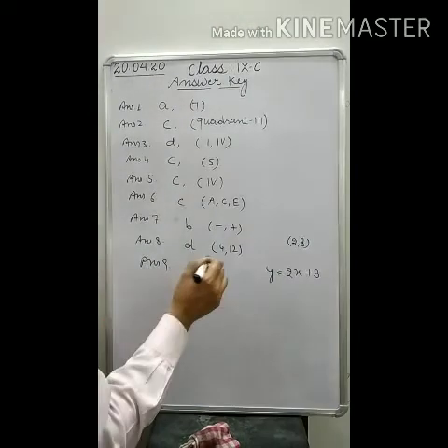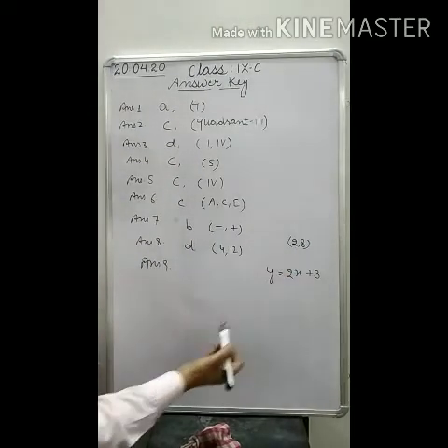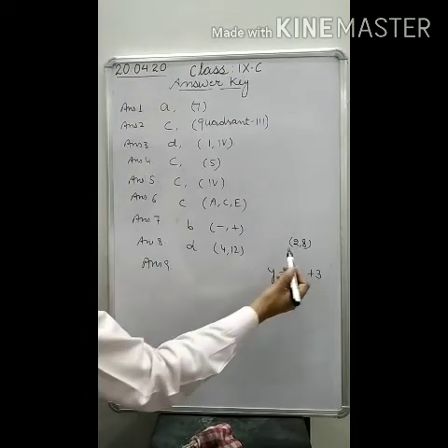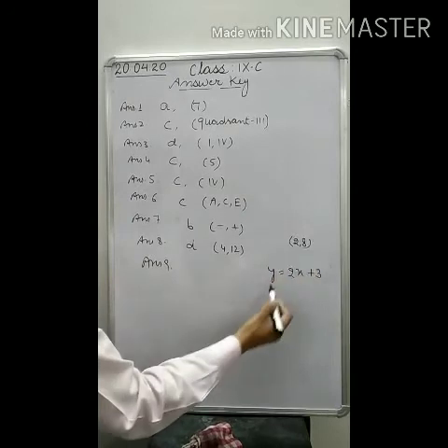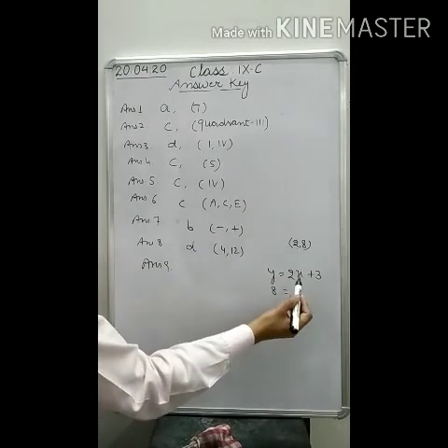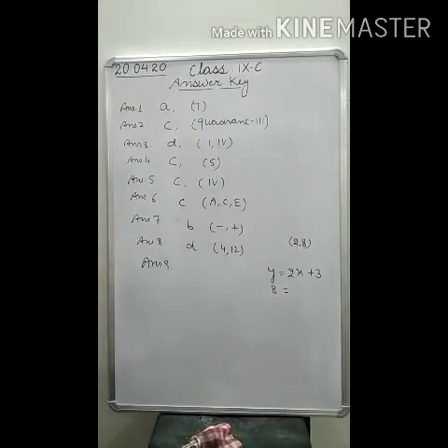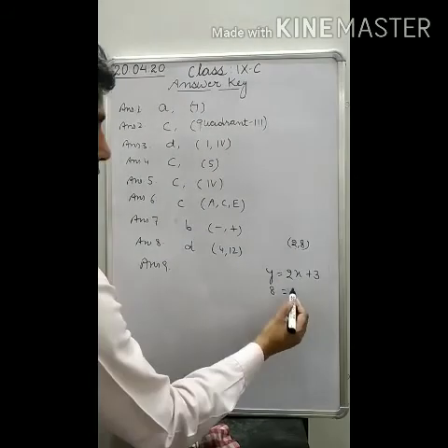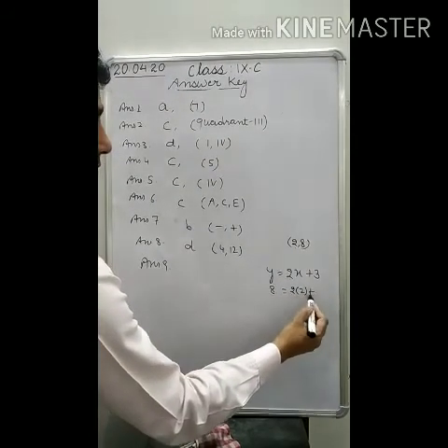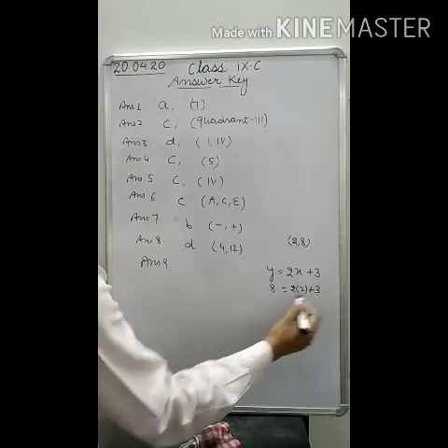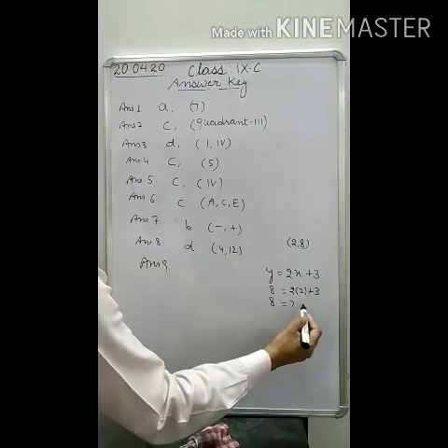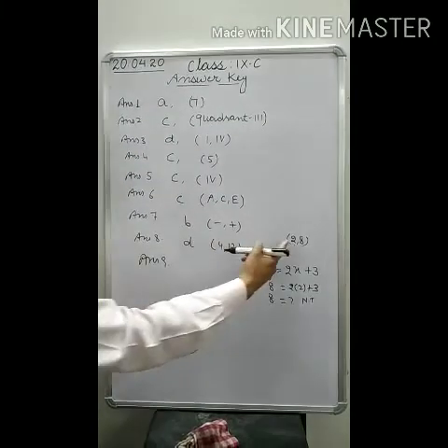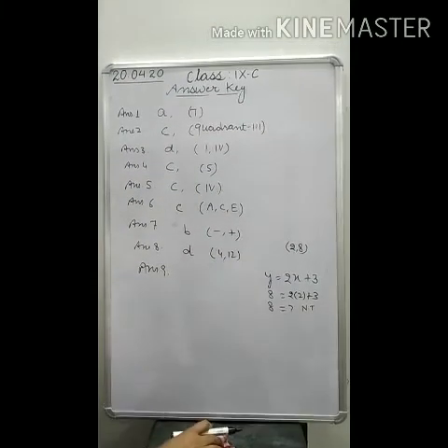What will you do? In place of x you have to put 2, and in place of y you have to put 8. So when you put the values, what will it become? Here it will become 8 equals, in place of x when you put 2, 2 into 2 plus 3, means 2 times 2 is 4 plus 3 is 7. 8 is equal to 7. This thing is not true. It means 2, 8 does not lie on this line.